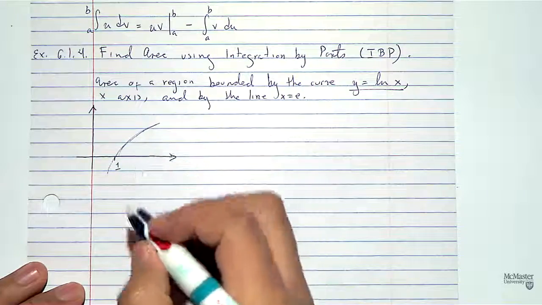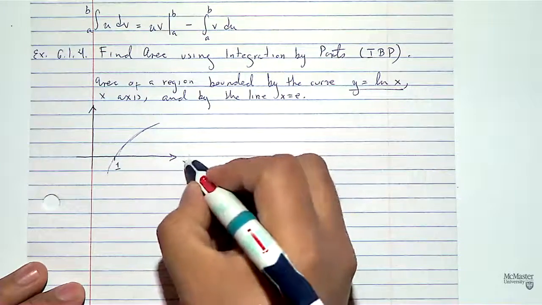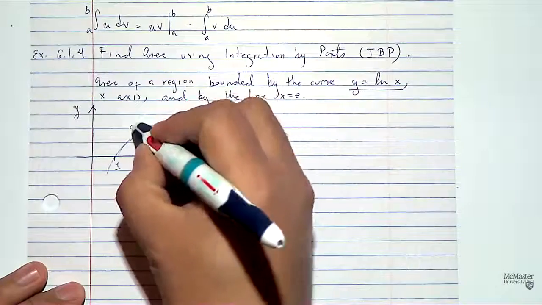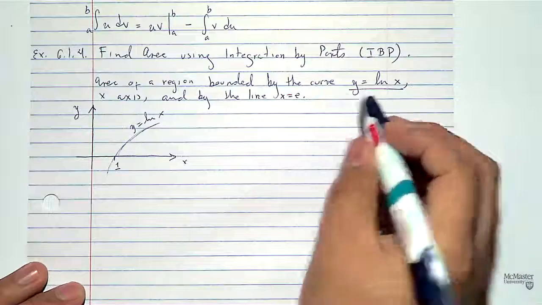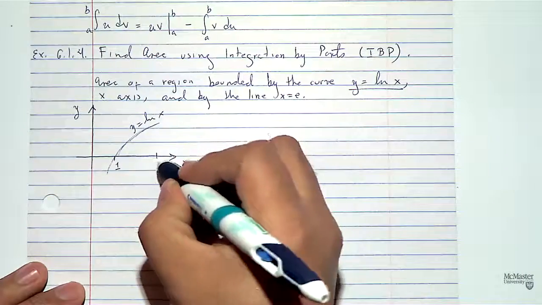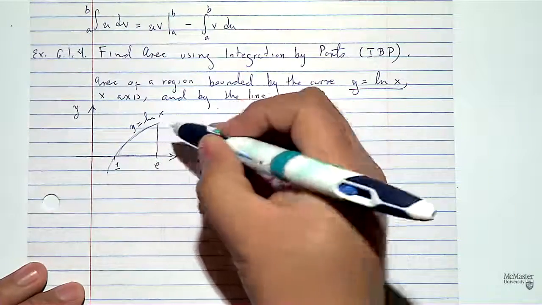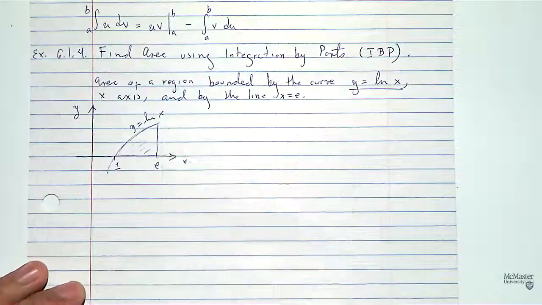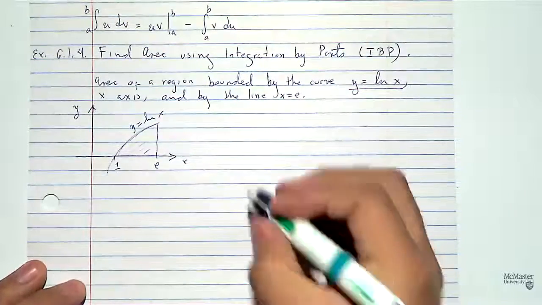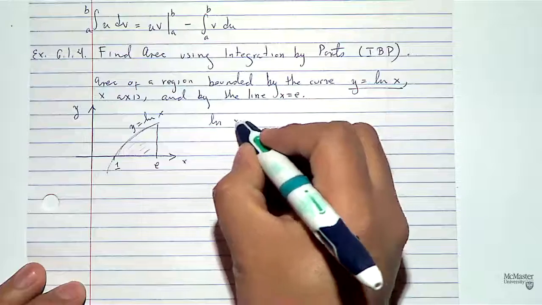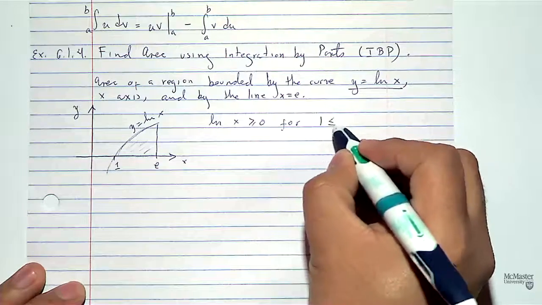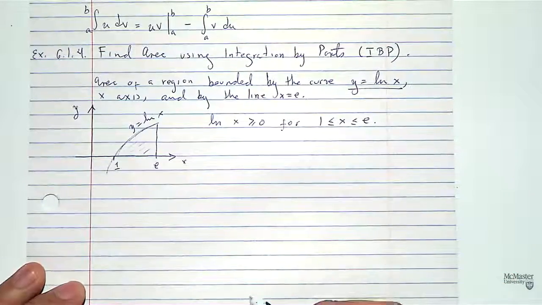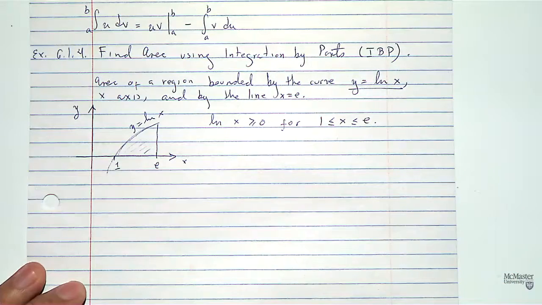So this is 1, natural log of 1 is 0. You have the x-axis, you have the y-axis, you have the curve y equal natural log of x. And it's the region bounded by this curve, the x-axis, and by the line x equal to e. So that means that you have to go over here and you care about this area. Okay? So, of course, for the domain of interest, natural log of x is greater or equal to 0 for the points in the interval from 1 to e. e is around 2.7.